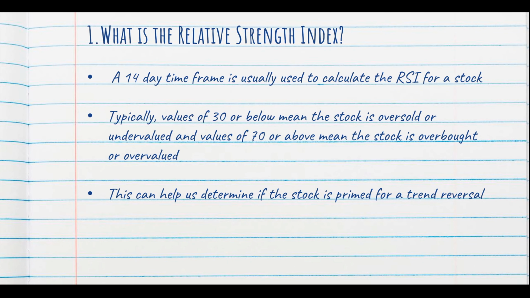So typically a 14-day time frame is used to calculate the RSI for a stock. Values of 30 or below mean that the stock is oversold or undervalued, and values of 70 or above mean the stock is overbought or overvalued. This can help us determine if the stock is primed for a trend reversal.